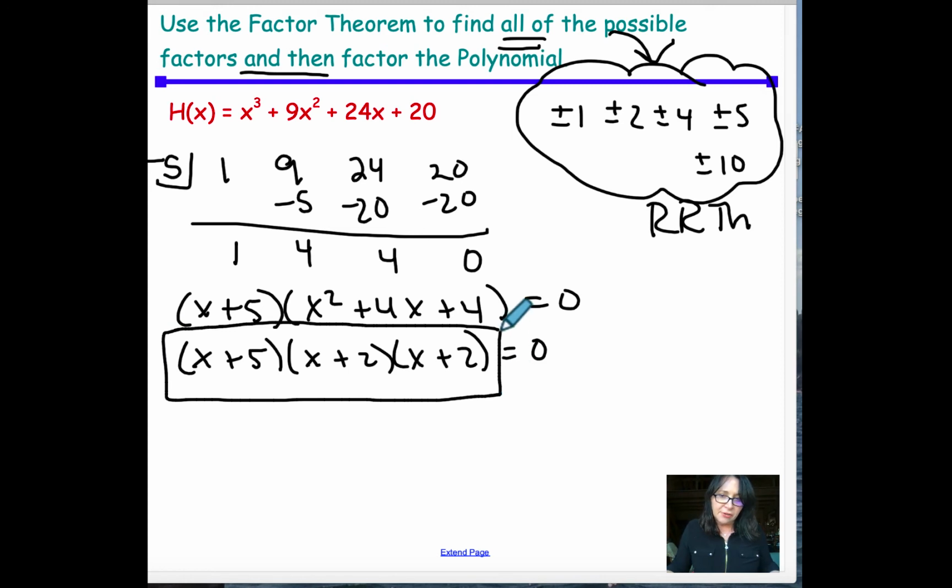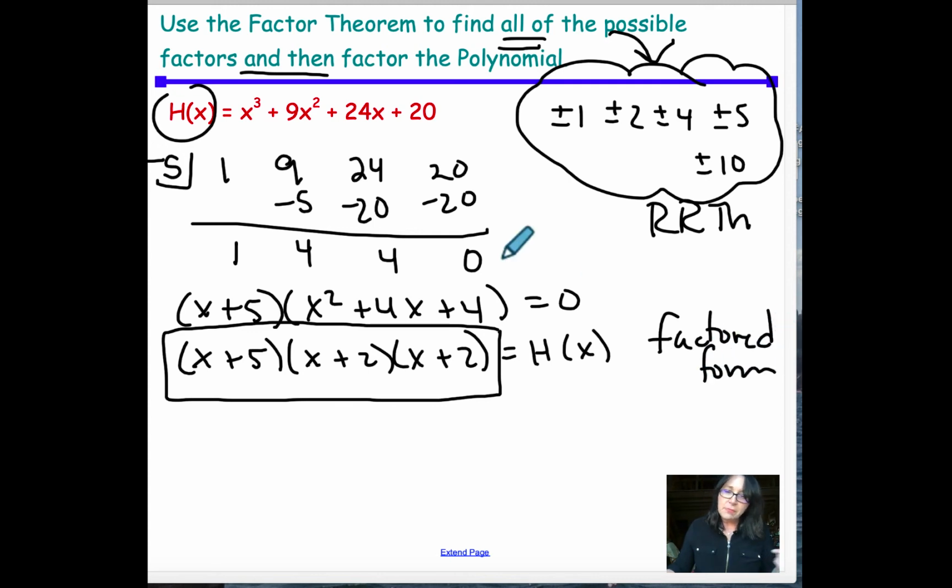Okay, these are my factors. If they ask me to write my answer in factored form, okay, then I would say this is equal to h of x. That's how I would write that. H of x equals this. This is what we call factored form.